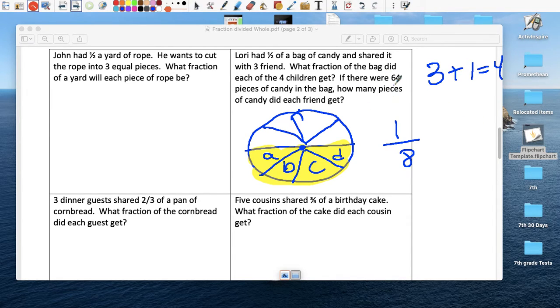Okay, see if there were 64 pieces, right? If there were 64 candy in the bag, and we divide it by 8, 64 divided by 8, it means that this person got 8, this person got 8, this person got 8, and so on, each one 8, right? Each section is 8 candies.